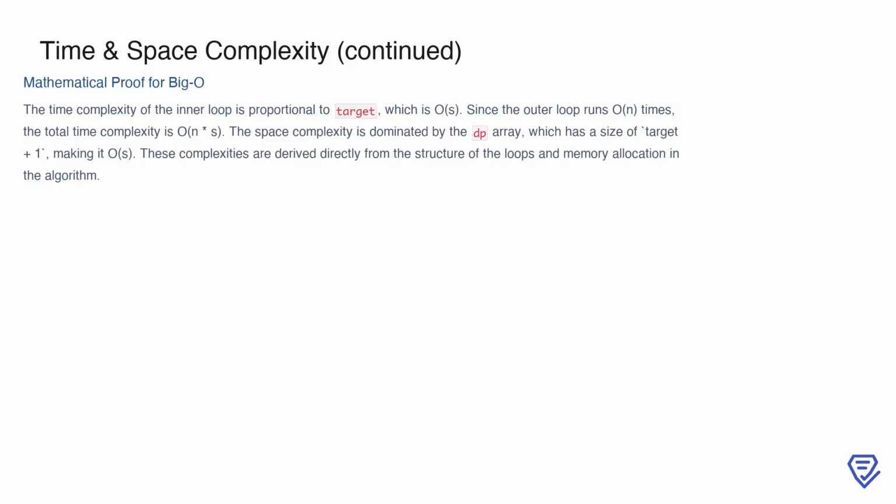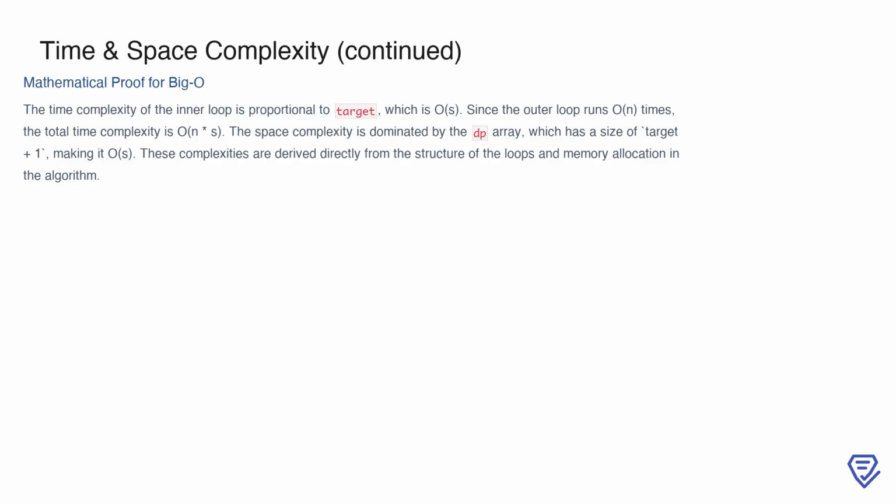If we mathematically analyze the big O complexity of the algorithm, we see that the time complexity of the inner loop is directly proportional to target, which is O(s). Since the outer loop iterates n times, the total time complexity becomes O(n*s). For space complexity, the dominant factor remains the dp array, which has a size of target plus 1, making it O(s).